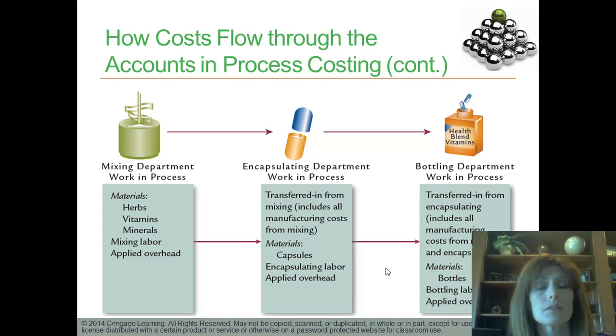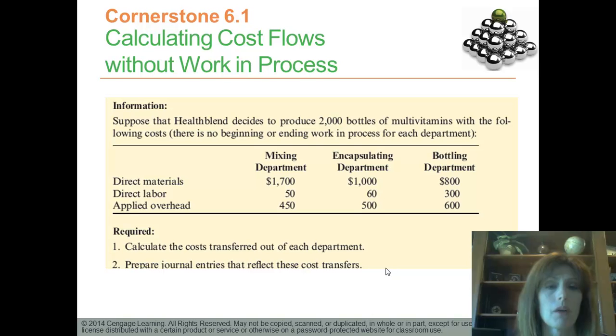So remember, as we go through the steps in the process system, the costs that came before it come with the product, and then more cost is added. So we keep transferring the cost from one department to another, adding more, transferring that on until we get done with the product. So let's take an example that'll help us understand the cost flows. Here we're making 2,000 bottles of multivitamins, and we have three departments: mixing, encapsulating, and bottling. You can see the direct materials, direct labor, and overhead that's assigned to each. And it says calculate the costs as they're transferred to each department and do the journal entries.